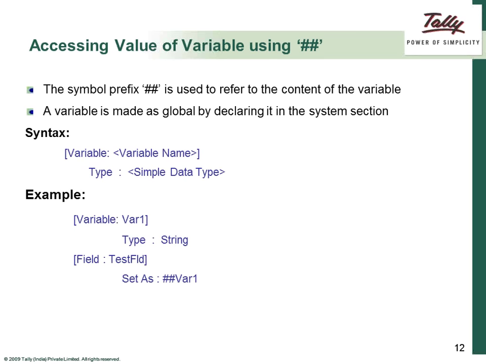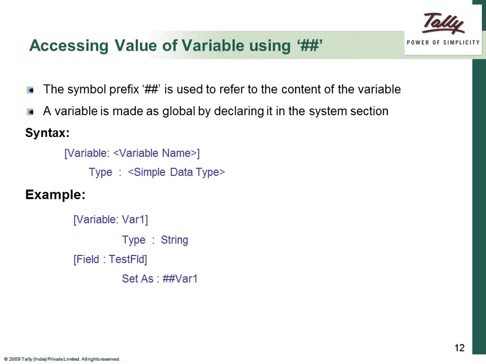Accessing value using double hash, and that is for the variable. We have the subsequent detailed chapter on variable. However, to access a variable value, a double hash is required. The symbol prefix double hash, together without a space, is used to refer to the content of the variable, that is the data contained in the variable.